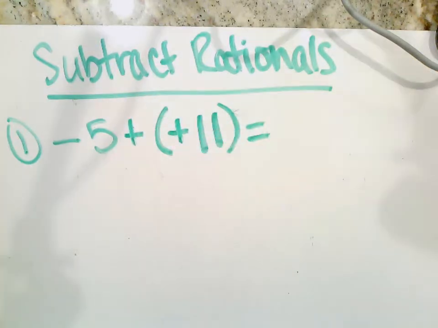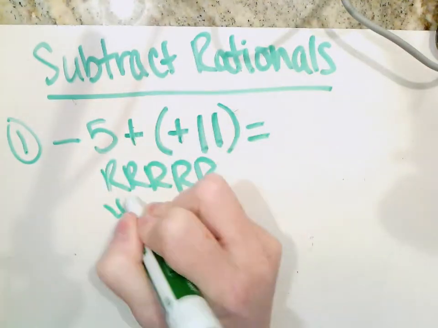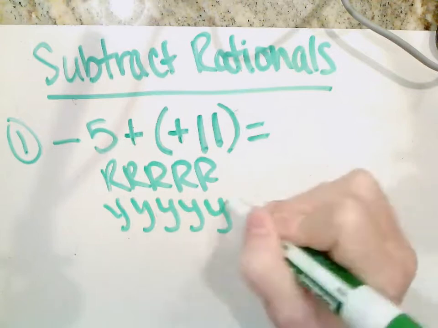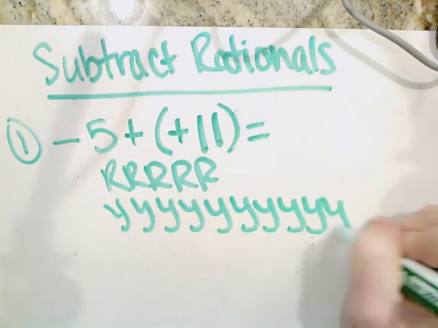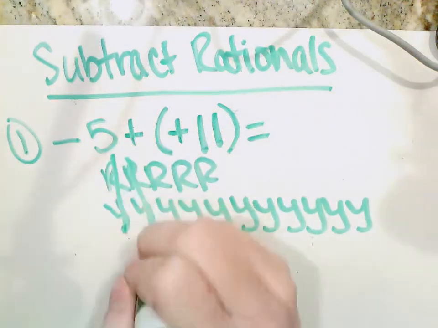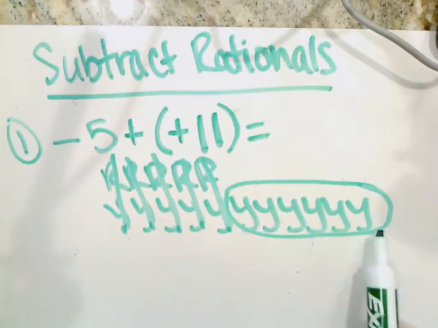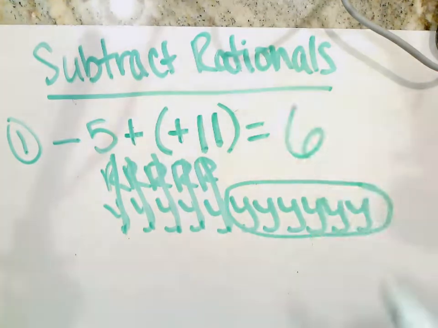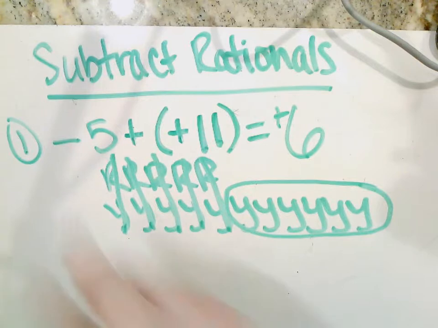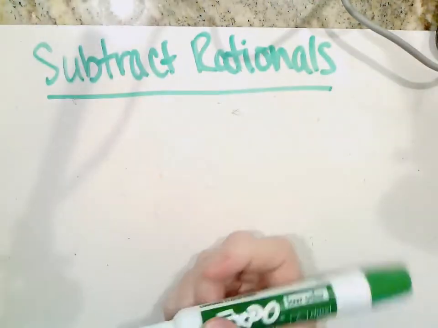I'm going to do this one with counters first. So this is 5 reds, 5, 6, 7, 8, 9, 10, 11 and 11 yellows. And then we have all of our 0 pairs, which just means they're canceling each other out, and whatever's left is our answer. So this is 6, and they're positive. So the answer for this one would be a positive 6. That's just to kind of get your mind going in the negatives again.